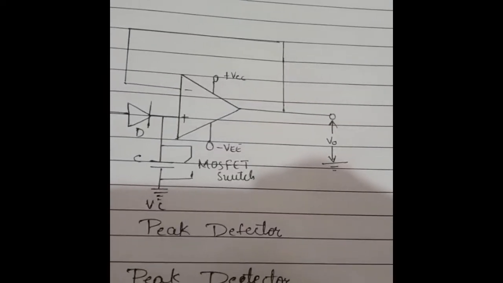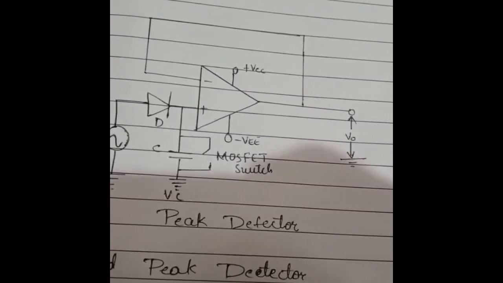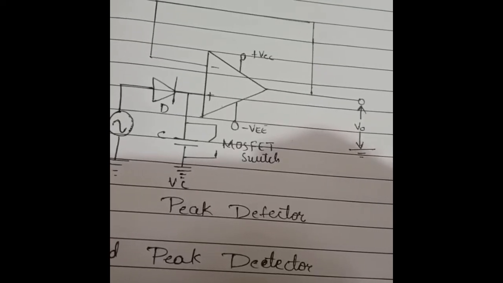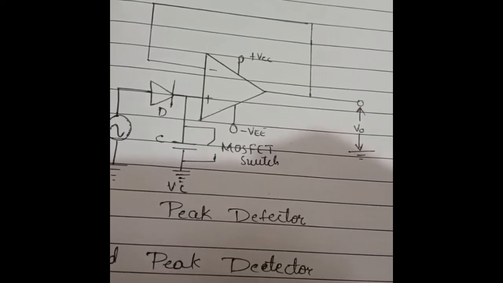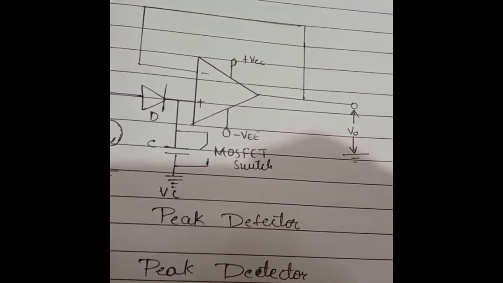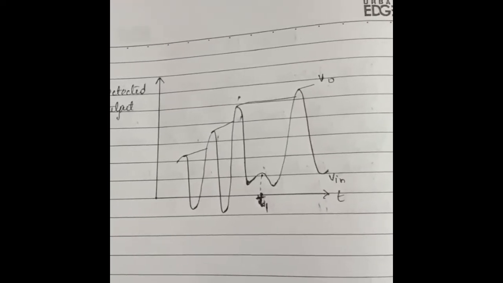As the input voltage Vin reduces below the value of capacitor voltage Vc, it causes the diode to get reverse biased. In such condition, the capacitor retains the value until the input again exceeds the value stored in the capacitor. The figure shows the output voltage waveform for an applied input signal.